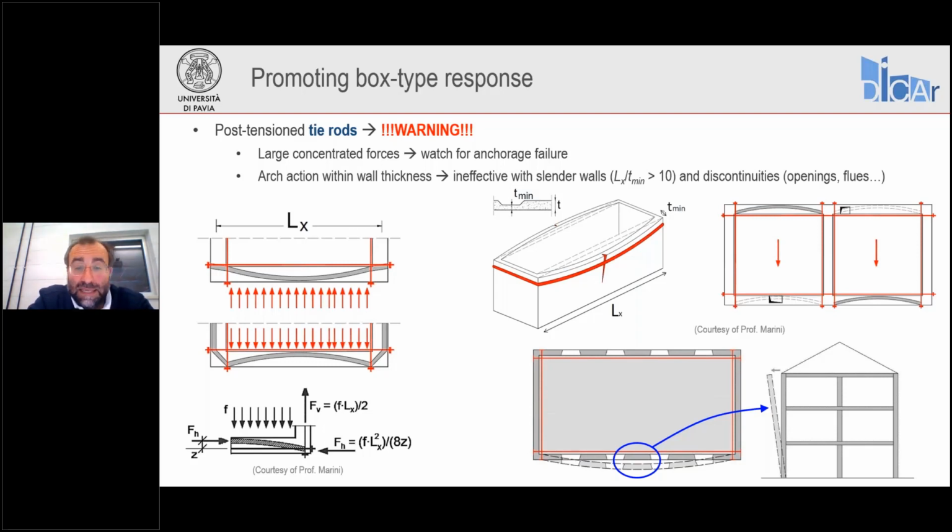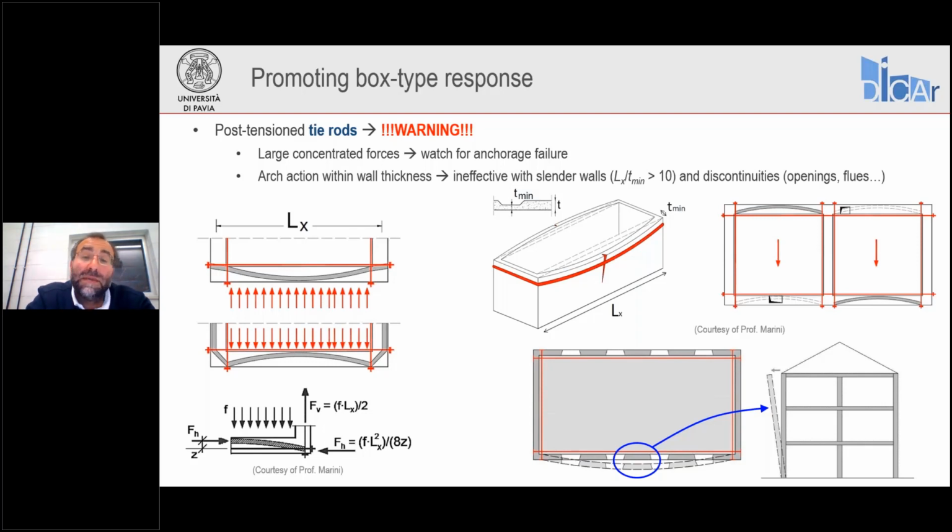And so if the transverse walls where we can provide tie rods are too far apart, usually more than 10 times the minimum thickness of the wall that we are trying to prevent from overturning, well, if that ratio is greater than 10, most likely that tying system will not be efficient.